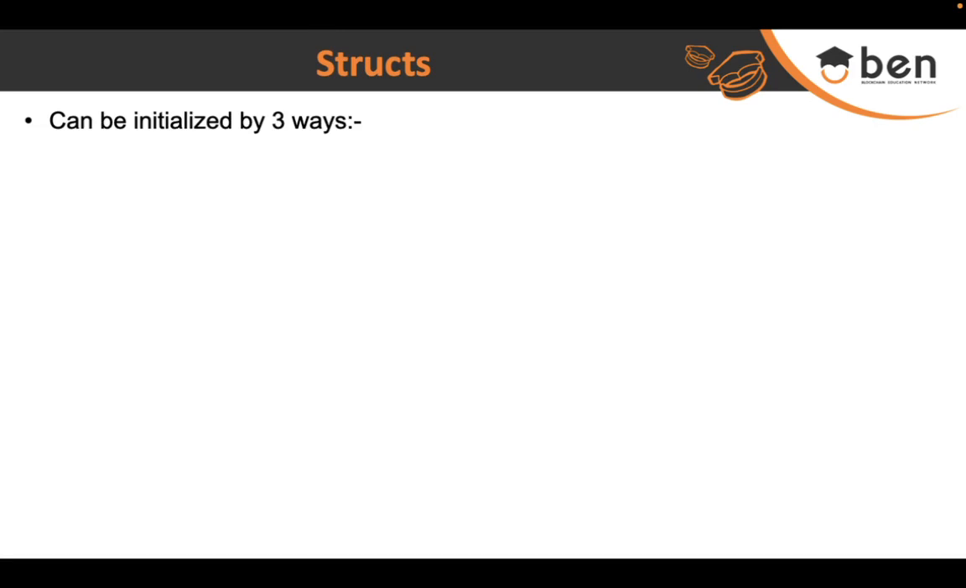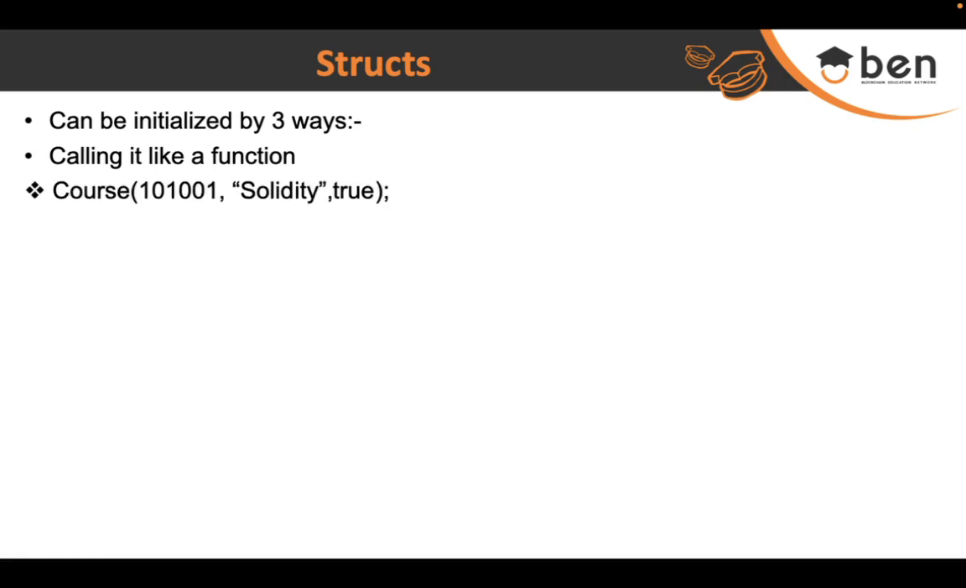Now, structs can be initialized in three ways. First is calling it like a function. We will be seeing all these three ways in our Remix IDE shortly. So the first one is that you can simply write it like a function. As you can see, I can use the name of the struct, start a round bracket, and pass the attributes, whatever I want to pass. This way of initializing a struct is the function way of initializing a struct.